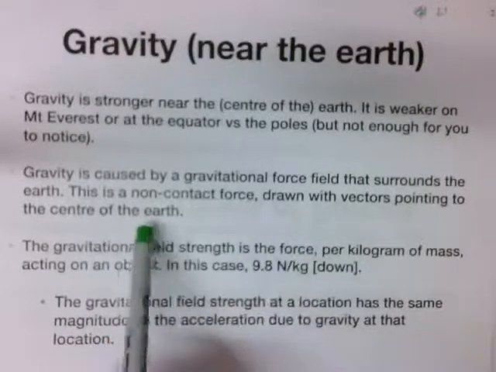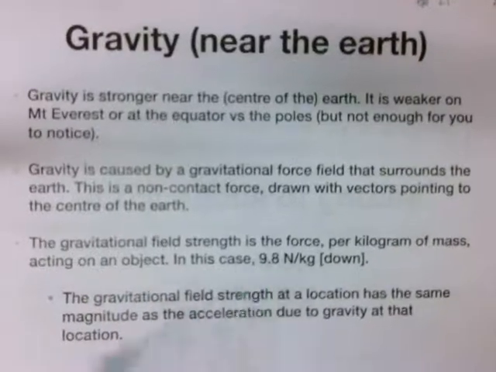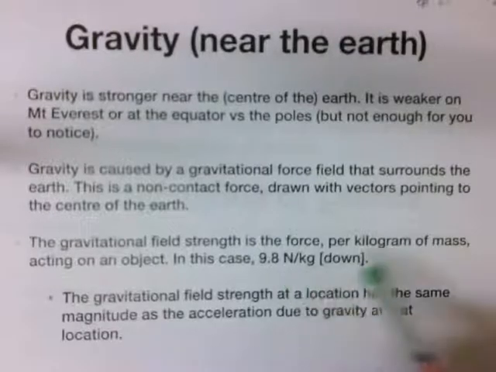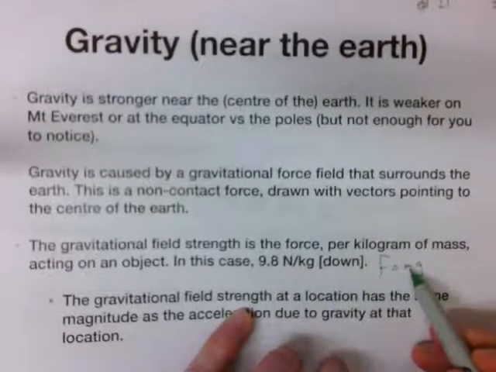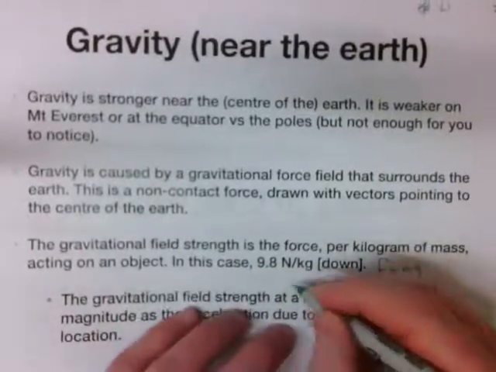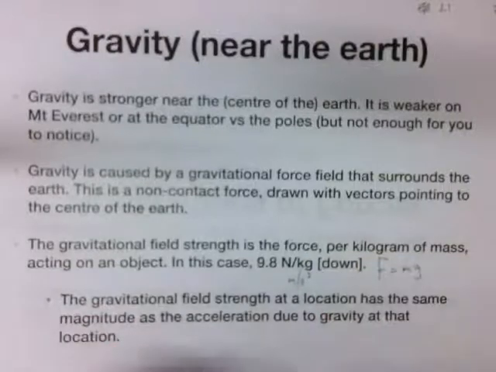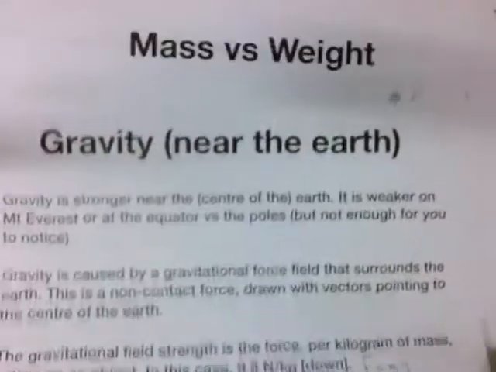Gravity is a non-contact force drawn with vectors pointing to the center of the Earth. Gravitational field strength is the force per kilogram of mass acting on an object. In this case, it's 9.8 newtons per kilogram. And if you think about that, force equals mass times acceleration, or mass times gravity. Force divided by mass, that's your 9.8. So it's newtons per kilogram down, which is also meters per second squared. The gravitational field strength at a location has the same magnitude as the acceleration due to gravity at that location. Cool, cool, cool. All right, next page.